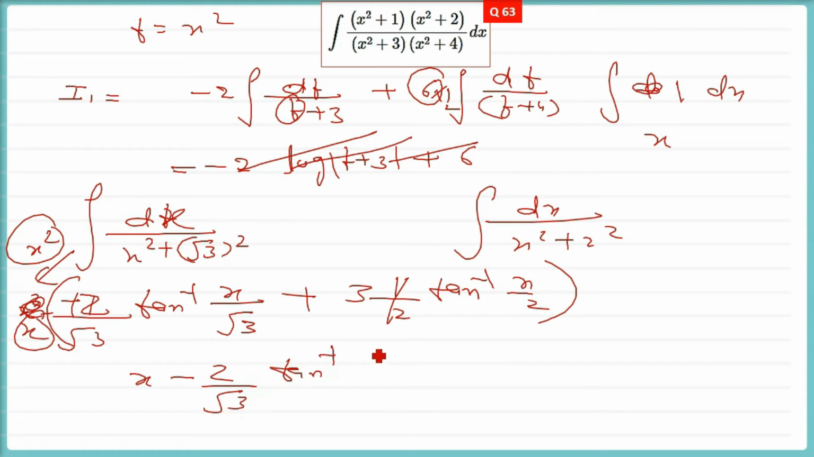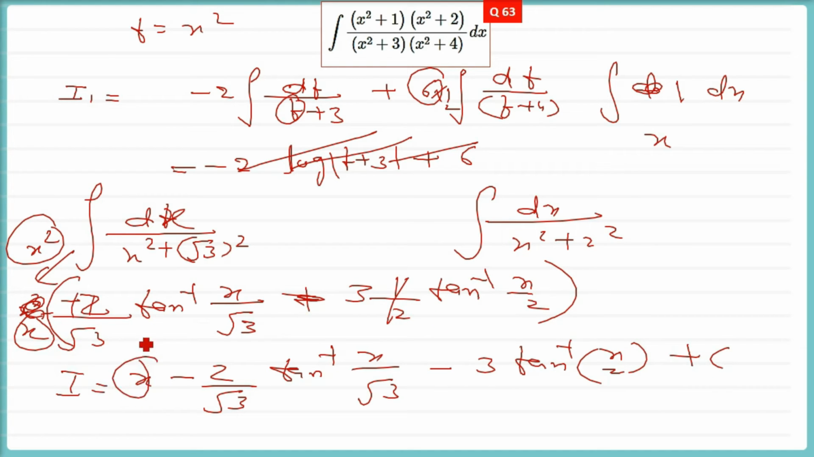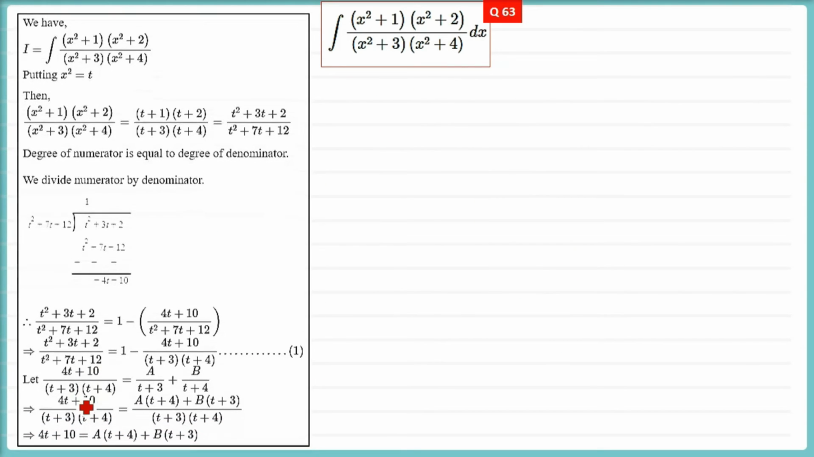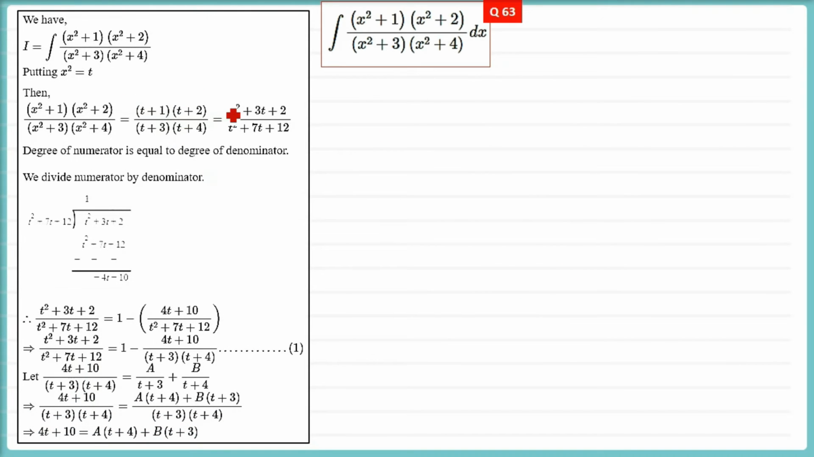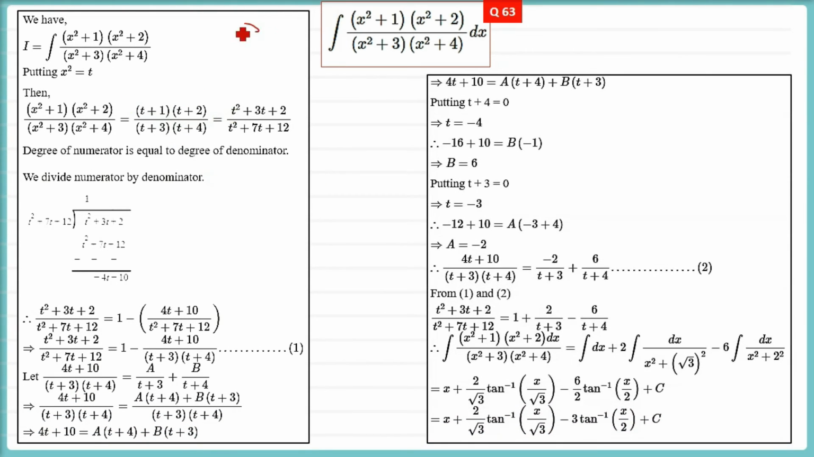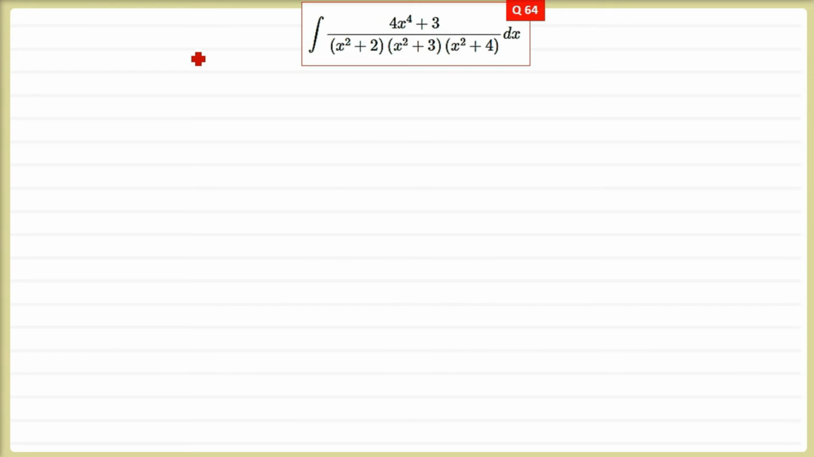So x minus, now I'm changing the sign because everything on I1 will come in as negative. So negative 2 by root 3 tan inverse x by root 3, then followed by 3 by negative 3 tan inverse x by 2 plus constant of integration. This is your I. Now whatever I have told you, you can have a formal reference here, which if you are doing next time by yourself, you can use this as a solution or a further reference. Don't differentiate, it's just an alias.